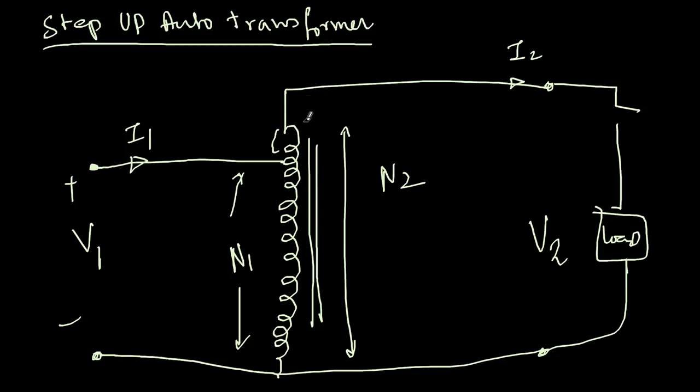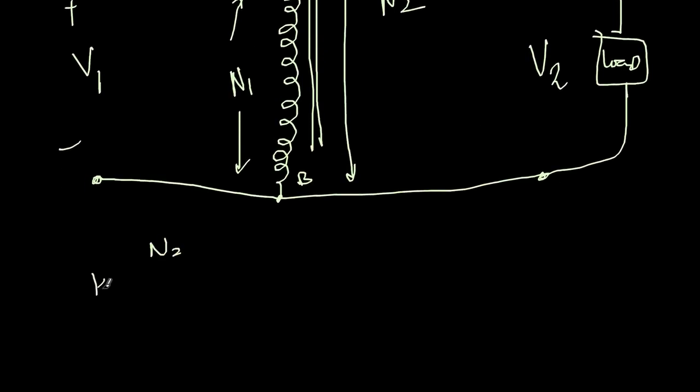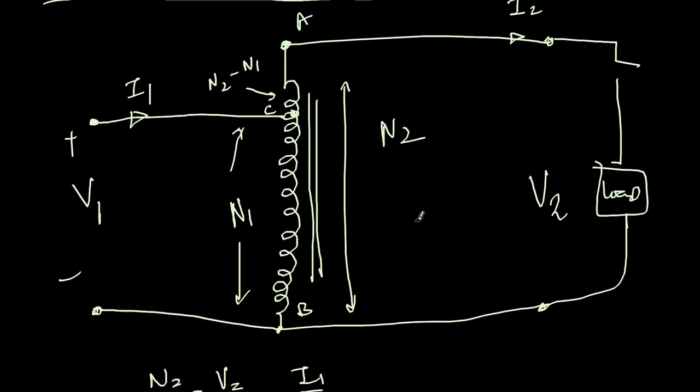This part has turns N2 minus N1. So if I again denote A, B and C, like this. And what is the relation between the voltages and currents? So it's exactly the same. K is defined as the transformer ratio N2 by N1, which will be equal to V2 by V1, which will be equal to I1 by I2. Now I2 is determined by the load, and then once I2 is determined, all other I1 and N1 and V1 and all are determined. So I2 is determined by the load and V1 is determined by the supply.